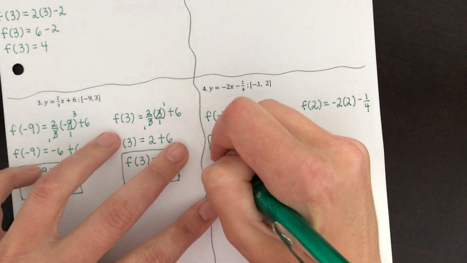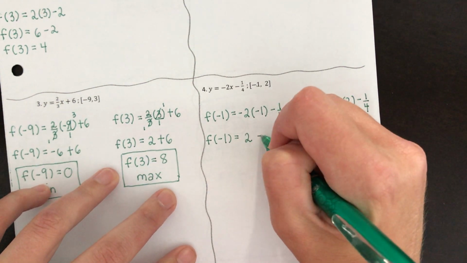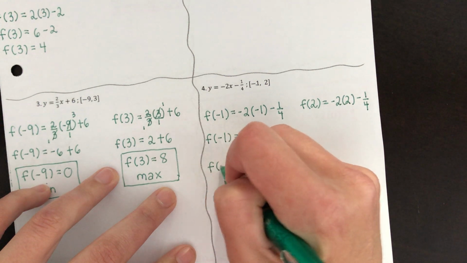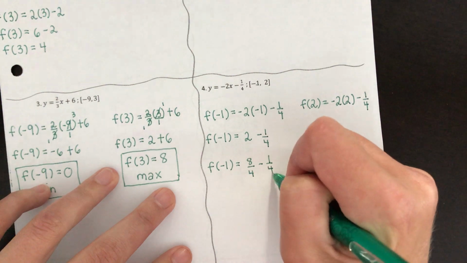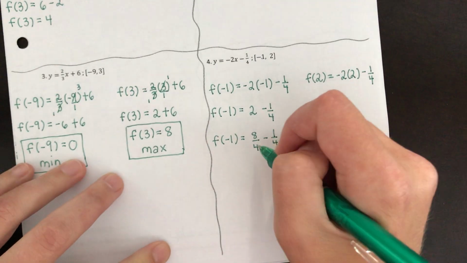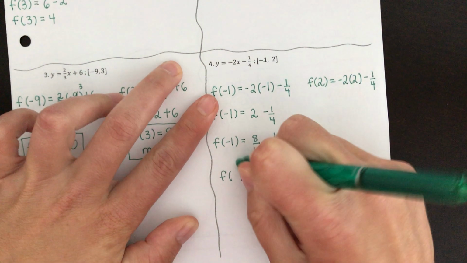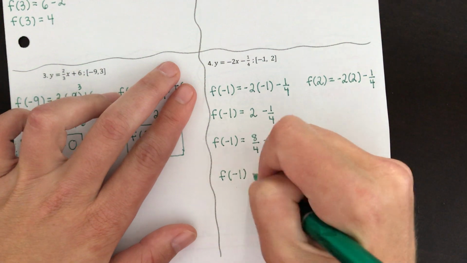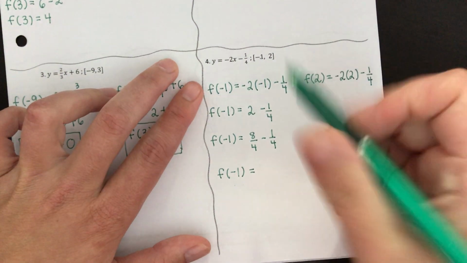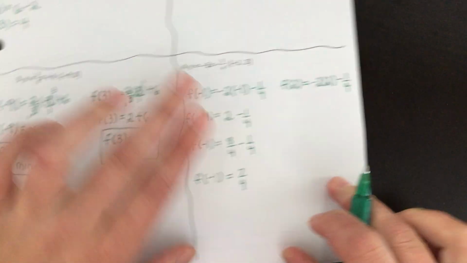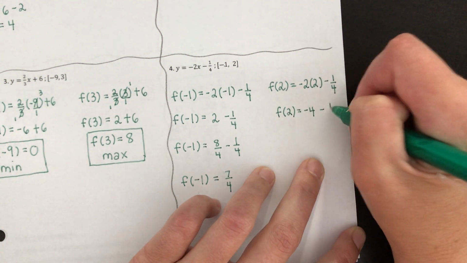So f of negative 1 equals negative 2 times negative 1 is positive 2 minus 1/4. And then to get that common denominator, this would look like 8/4 minus 1/4, right? 8 over 4 is 2? Yeah, it is. So this would be f of negative 1. Oh, why am I doing a fraction there? I'm losing my mind today, people. Okay, f of negative 1 equals positive 7/4. And then here, f of 2 equals negative 4 minus 1/4.